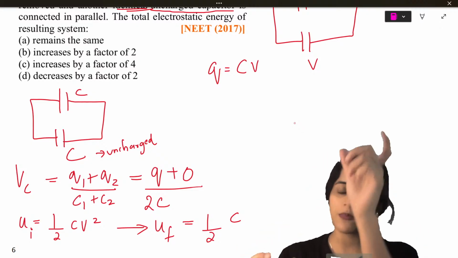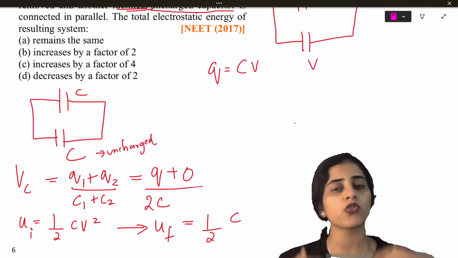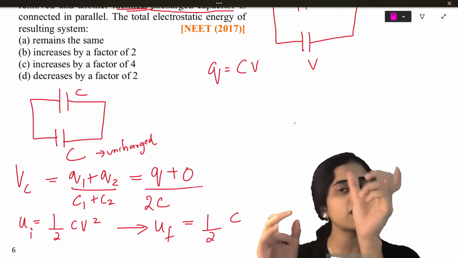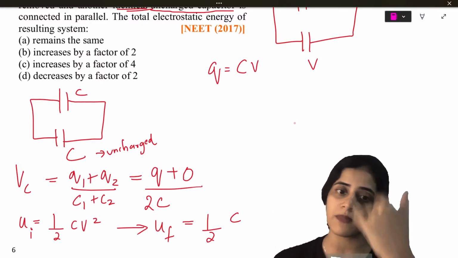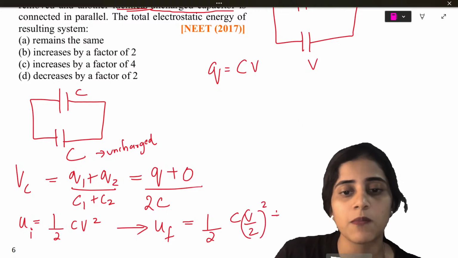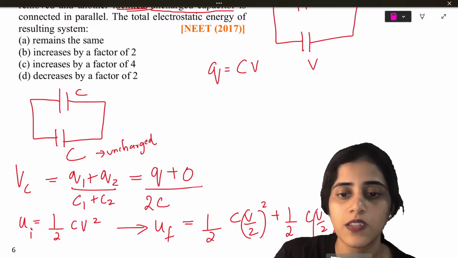Same thing. One capacitor is charged, the second capacitor is uncharged. So after some time, both of them will have a voltage of V by 2. Initially, the first capacitor had a voltage of V, the second one had 0. So after some time, both will have V by 2, plus half C V by 2 square.